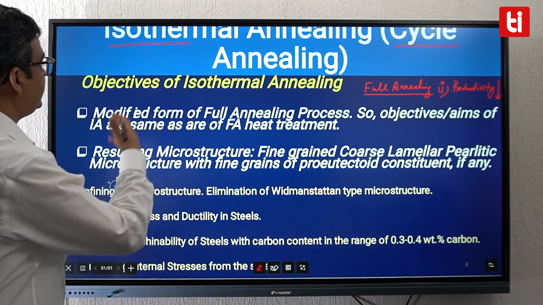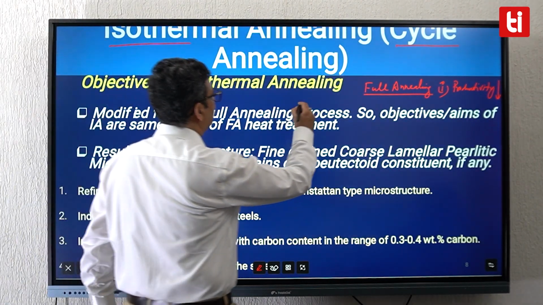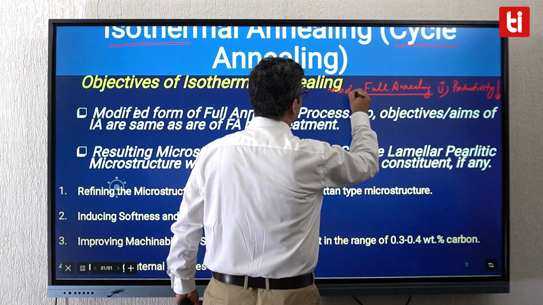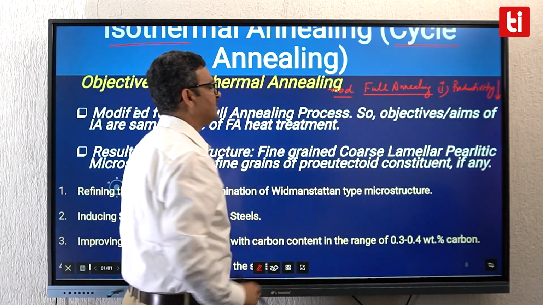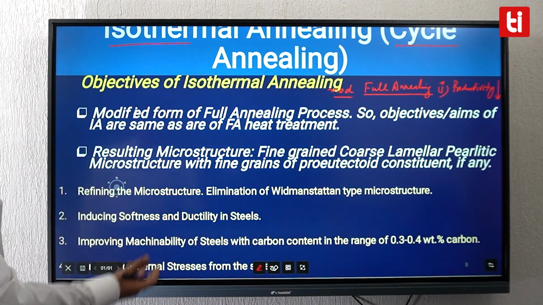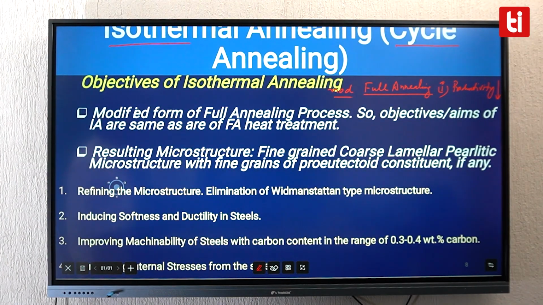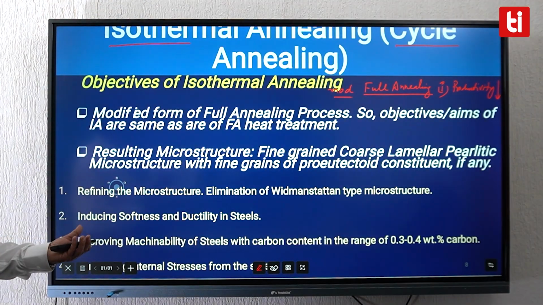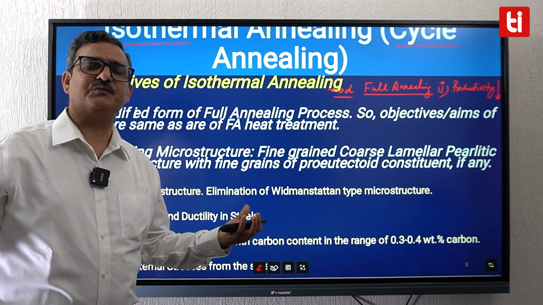So what is isothermal annealing? Isothermal annealing is nothing but a process to improve upon the limitations of the full annealing process. It's a modification over the full annealing process. So what are the objectives of giving it? The same. What were the objectives of the full annealing treatment?